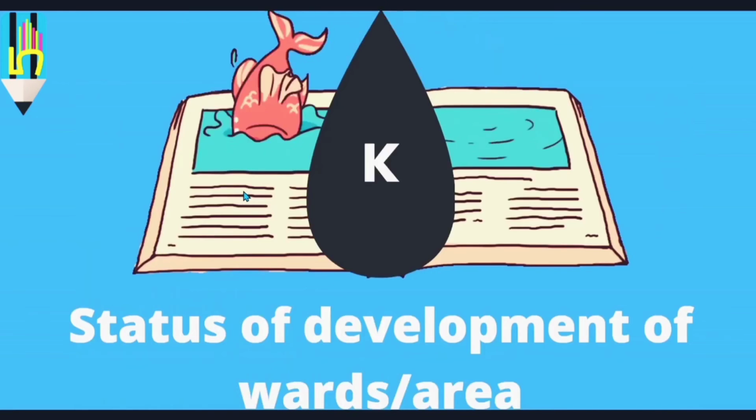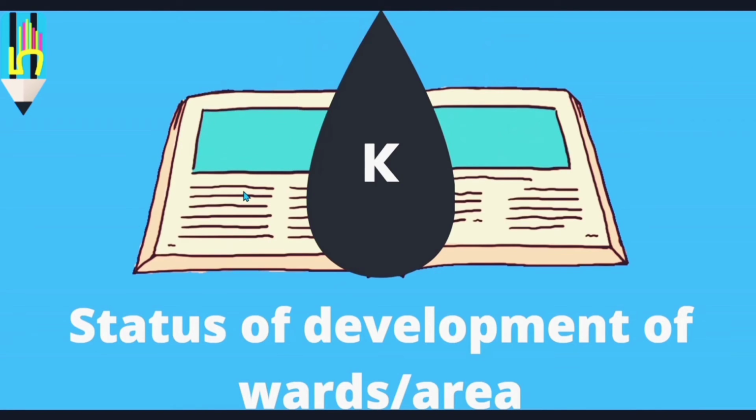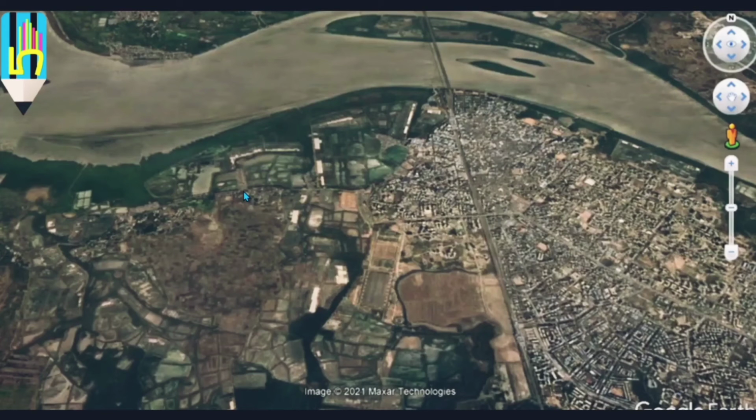The next thing is the status of development of wards and area. What is this? Again, I will say the same line, this is also important. Now consider this place, a place in Maharashtra. You will see that the right side of this place has very dense population growth. Then in the middle you will see very little, and in the northern side you will see very little population. Why do we need to know this diversity in population?